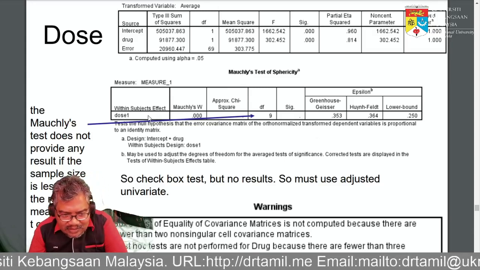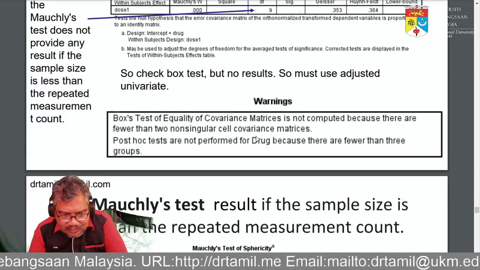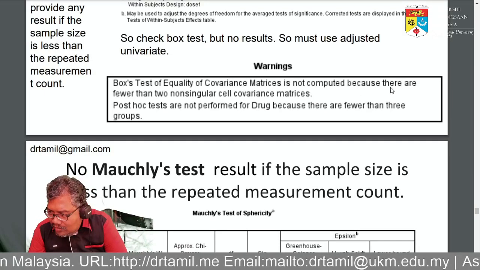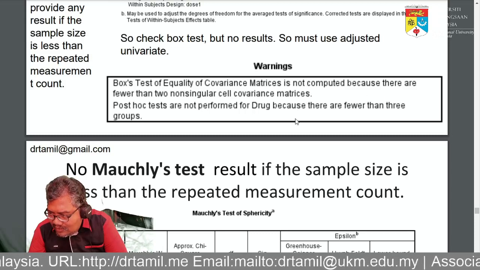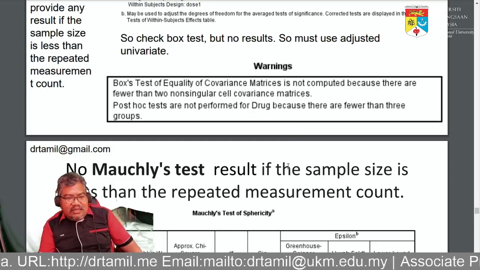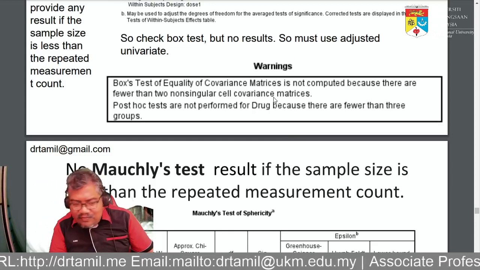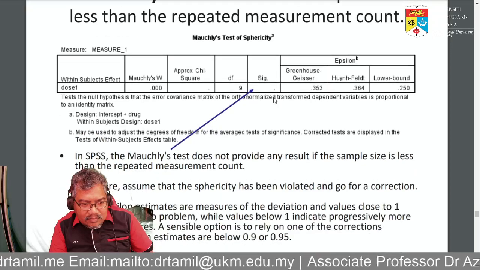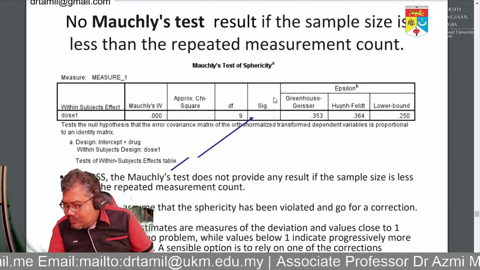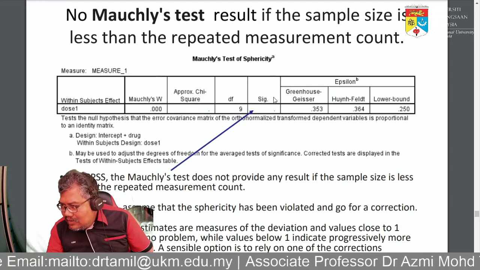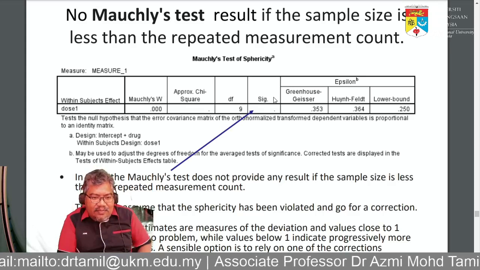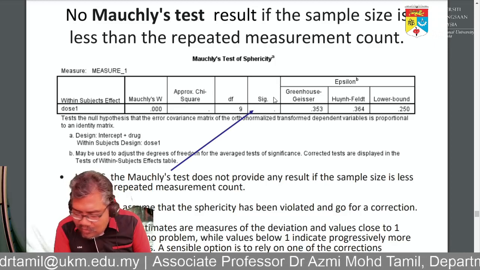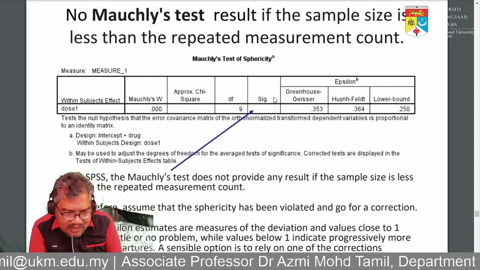So when you have this kind of situation, you look at the multivariate. You can see here, the multivariate is also not valid, because there are fewer than 2 non-singular cell covariance matrices. Okay, so the Box test also doesn't have it, and multivariate is also not valid. So again, no Mauchly test result if the sample size is less than the repeated measurement count. So you must assume that sphericity has been violated and you need to go for correction.